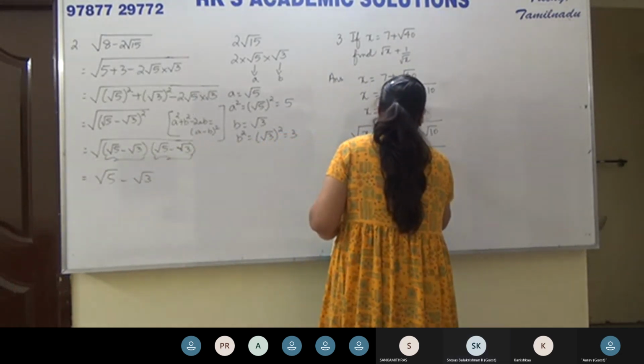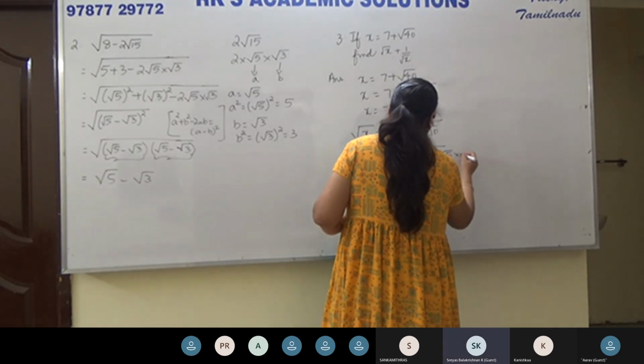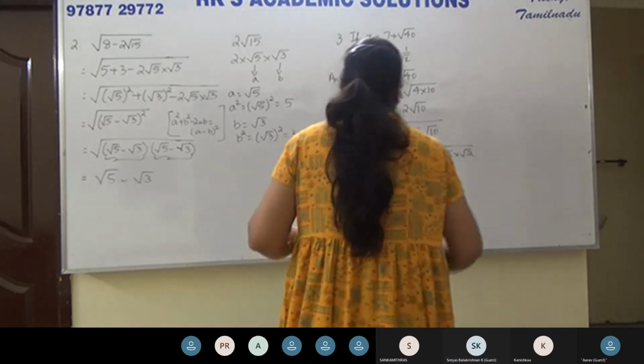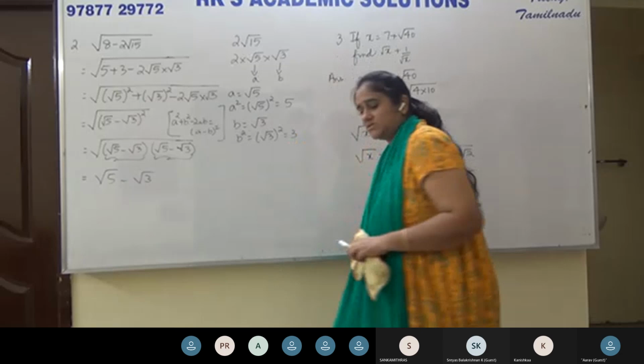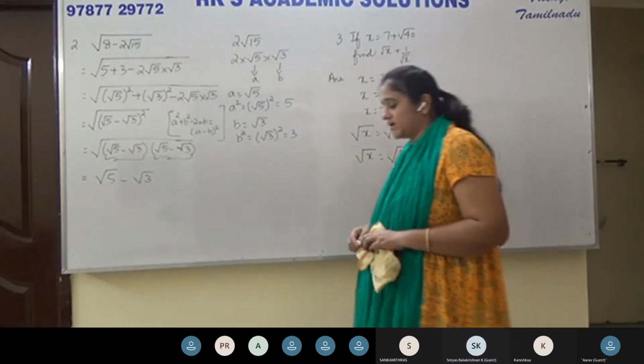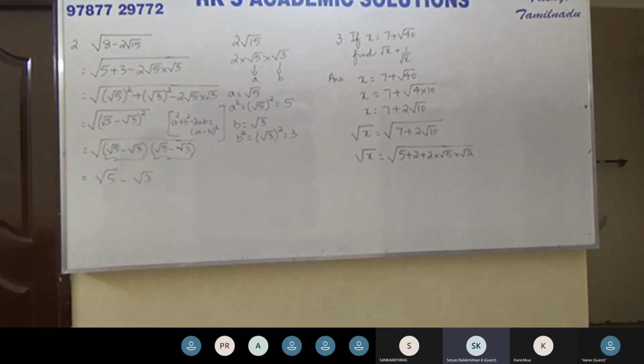Ma'am, I have a doubt, ma'am. At this point, you have any question, Shreyas? Yes, ma'am. Okay, ask me. Ma'am, if x is equal to 7 plus root 40, why can't we write that root x is equal to 7 plus root 40 to the whole root?